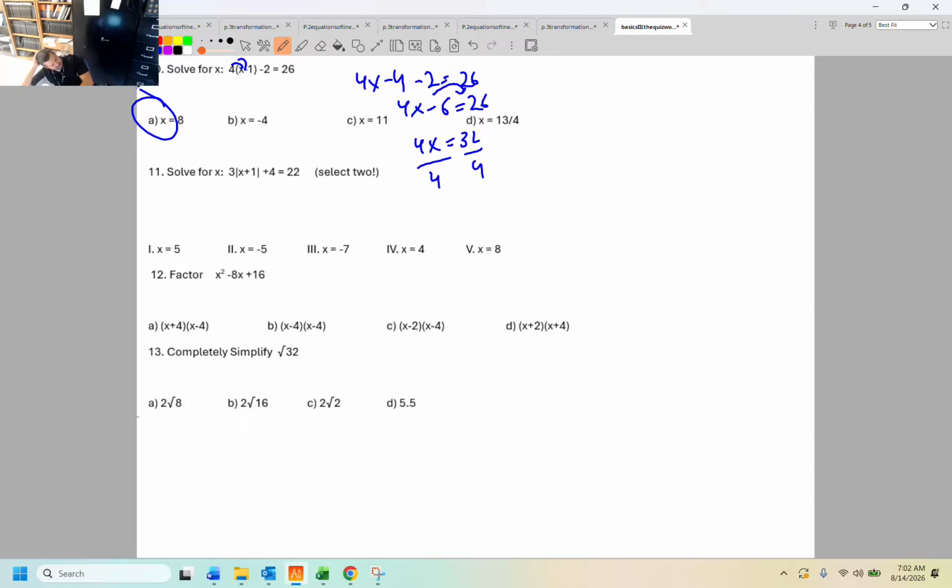11 will be one that gets a lot, because you have to write two equations. So first thing we're going to do is isolate the absolute value.